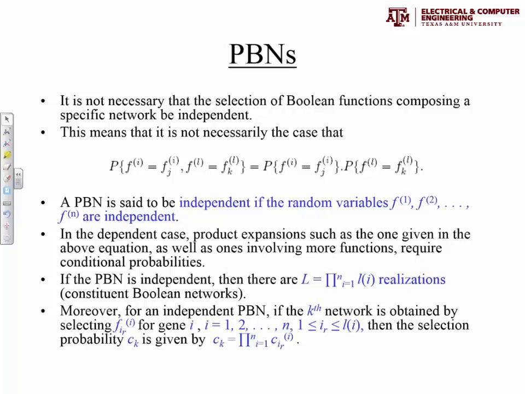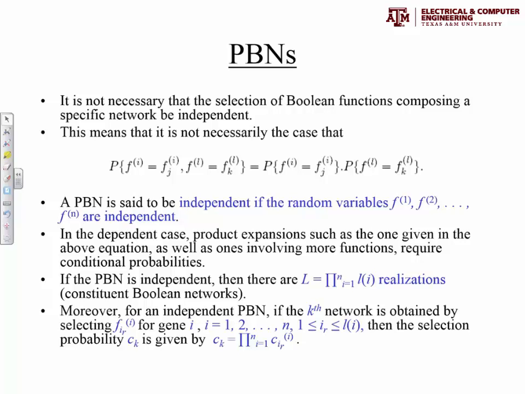That's not needed, right? So a PBN is said to be independent if the random variables F1, F2 up to Fn are independent. In the dependent case, product expansions such as the one given in the above equation, as well as ones involving more functions, will require conditional probabilities. Okay, no big deal. We know if they're independent, the conditional probability is the same as the original probability, but if they're dependent, the probability of the intersection of two events will be written down in terms of conditional probabilities.